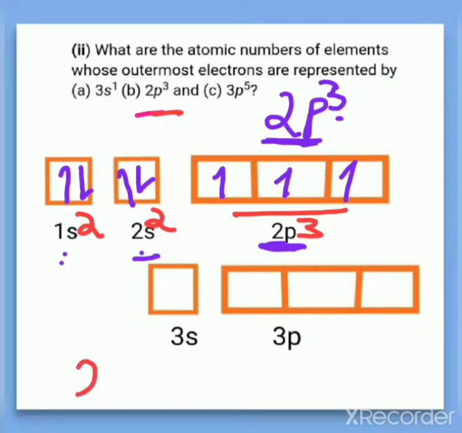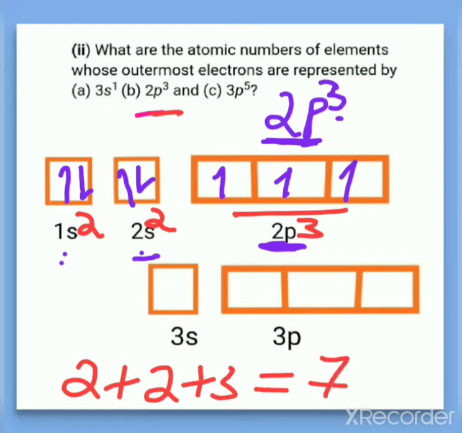So we can say 2 plus 2 plus 3 is equal to 7. So 7 is the total number of electrons. So atomic number 7 represents an element, that is nitrogen. So what is the answer for this? That is the element nitrogen.